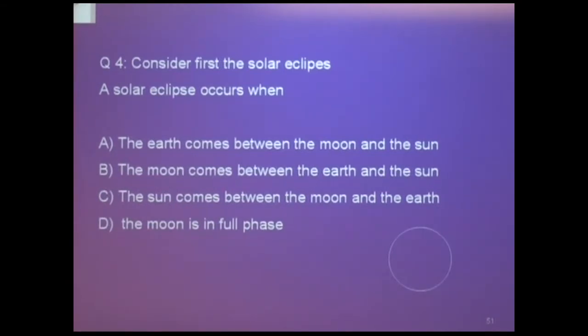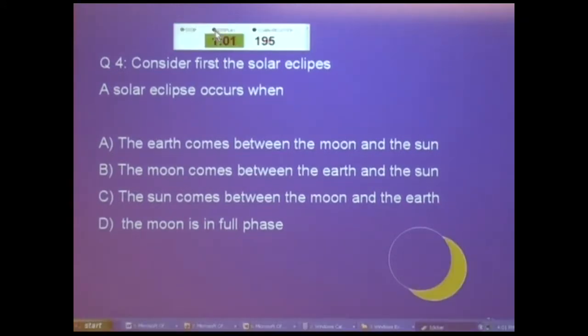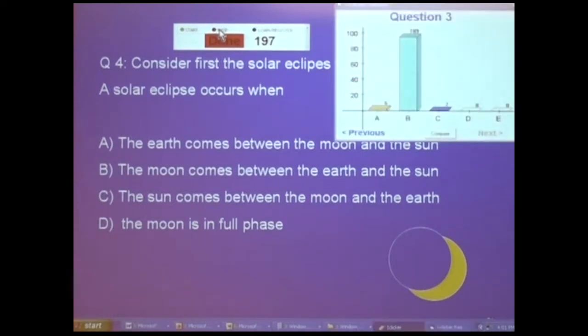Okay? It's a little bit easier to start with a solar eclipse. So what is a solar eclipse? So stop and display. And the answer is the moon comes between the earth and the sun. Okay? So everything is visible. Here you are on earth, and you're looking at the sun, right? And the moon comes between your vision and the sun. So the sun starts to appear eaten up, like it's cut.